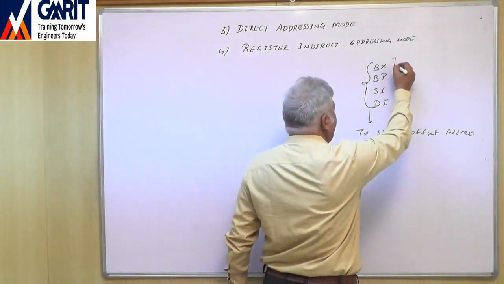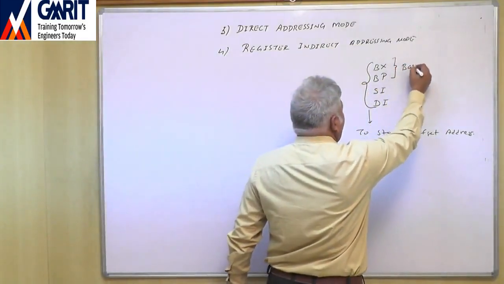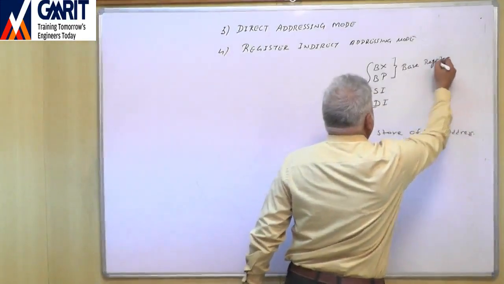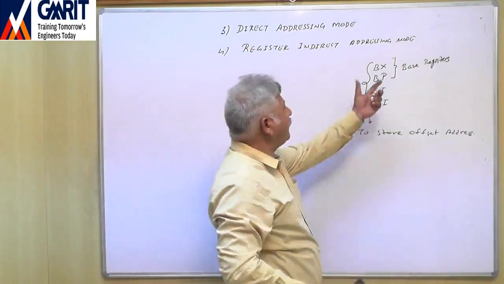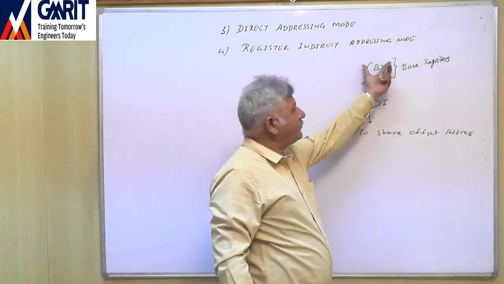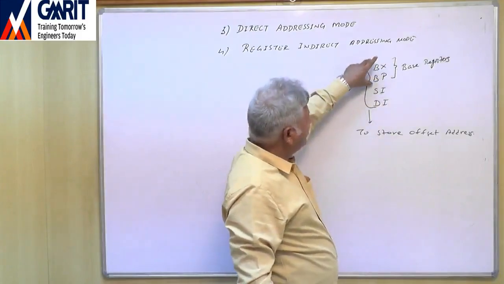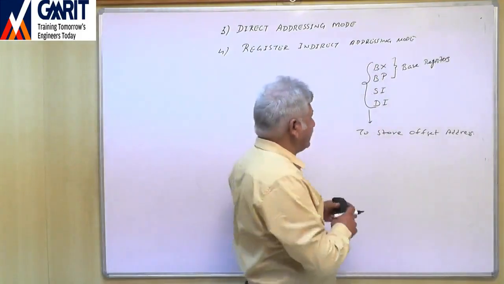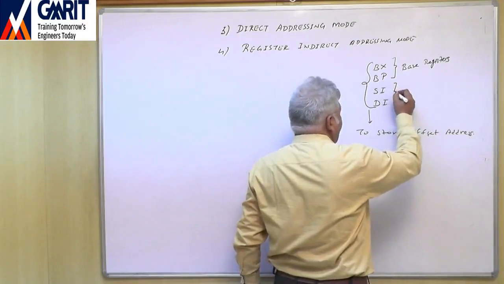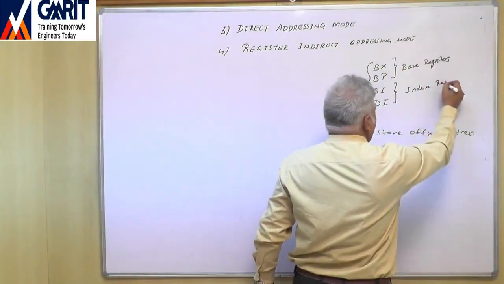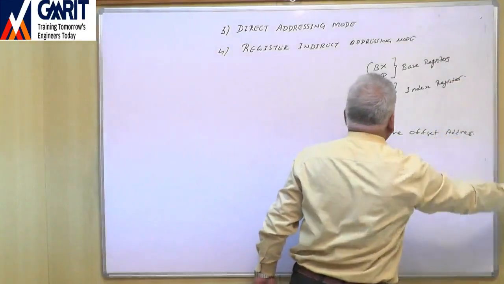BX and BP are called base registers, right? Because BP is the base pointer and BX is also a register, a general purpose register. So these two registers are also called base registers. And SI and DI are called index registers.